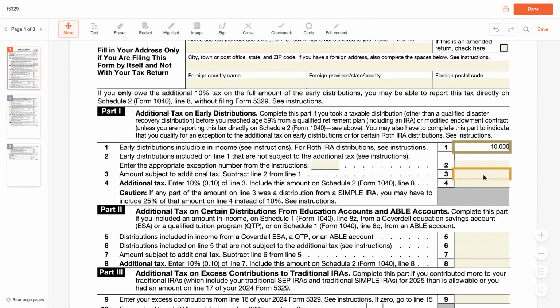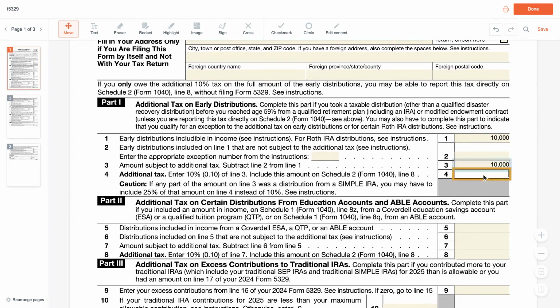Line 3 is the portion subject to the additional tax, after subtracting any exceptions on Line 2. Since Anna has no qualifying exception, it equals Line 1. Line 4 is the penalty itself, 10% of Line 3. 10% of $10,000 is $1,000, and that amount flows to Schedule 2 of your Form 1040.